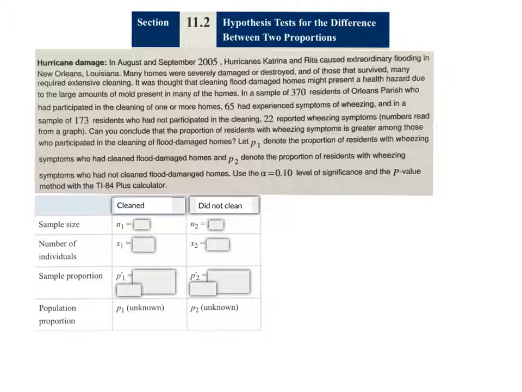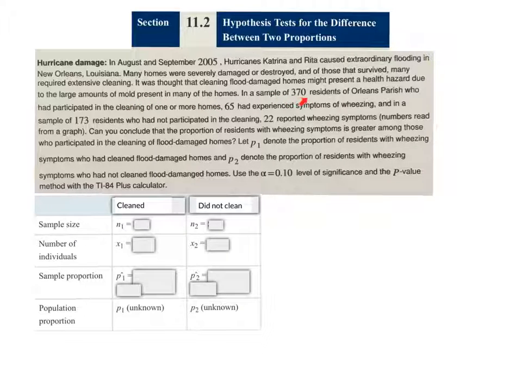All right, mathletes, let's look at this problem. So we have hurricane damage. In August and September 2005, Hurricanes Katrina and Rita caused extraordinary flooding in New Orleans. Many homes were severely damaged and destroyed, and of those that survived, many required extensive cleaning. It was thought that cleaning flood damaged homes might present a health hazard due to the large amounts of mold present in many of the homes.